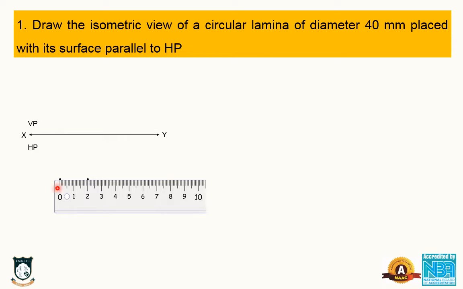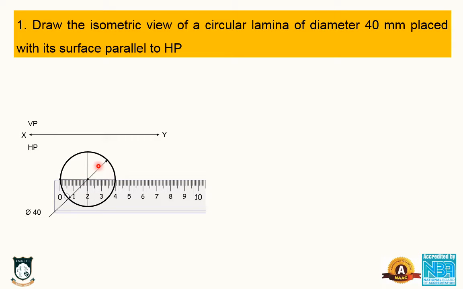and keeping the point like this, 20 mm. Then bring your compass and complete the 40 mm circle. After drawing this, just draw a horizontal line and a vertical line like this. We are segmenting the circle into 4 equal parts.